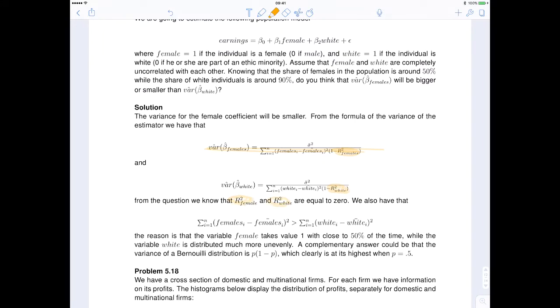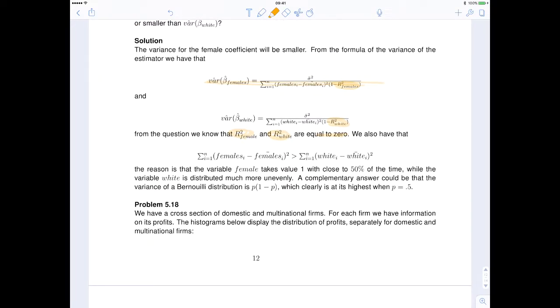Why will these two things be equal to 0 from the question? Because we are told that female and white are completely uncorrelated, right? So if I run a regression of white on female, I'm going to have an R square of 0. They're perfectly uncorrelated with one another. So really, this boils down to which of these two is higher. Okay? Which of these two is higher?